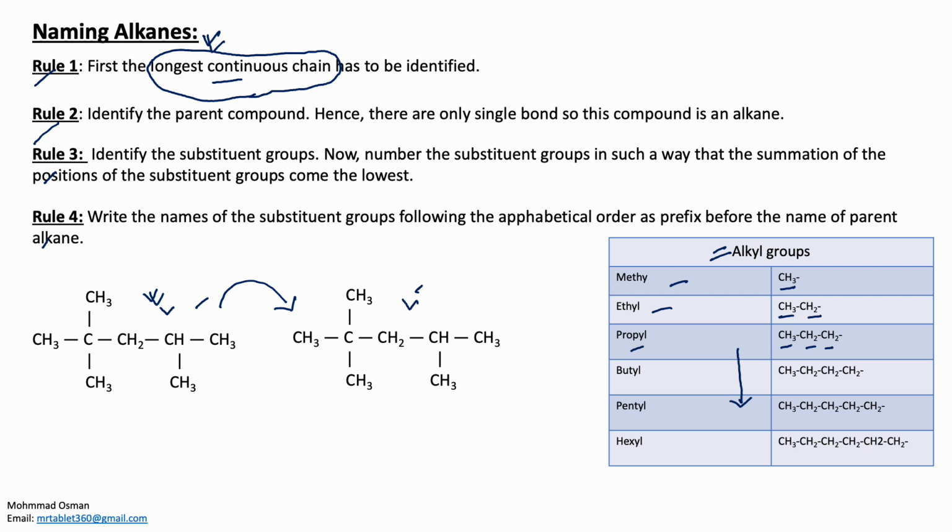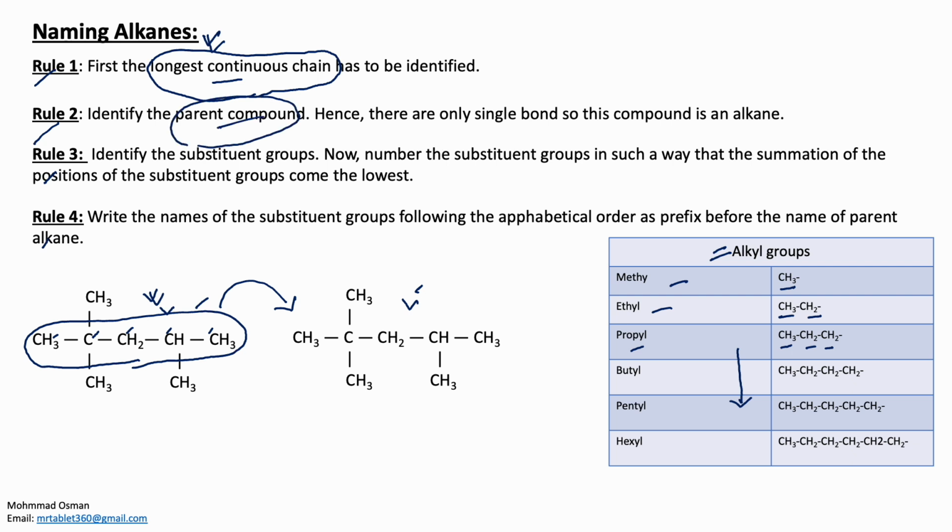So we need to find the longest chain first. Definitely this is the longest chain. It contains 1 carbon, 2 carbon, 3 carbon, 4 carbon, and 5 carbon. So this is the longest chain we have. Rule number 2 is identify the parent compound.